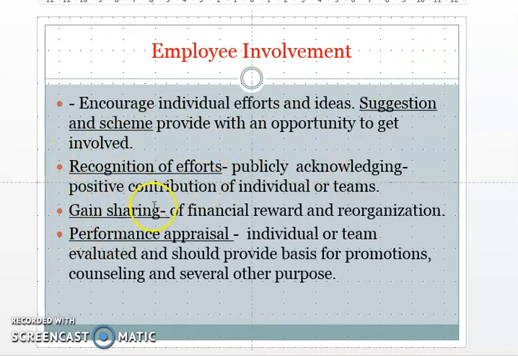After that, gain sharing means financial reward and recognition. That is one of the methods to get employees involved. In this case, if companies get a good dividend, then when there is a festival, they give some bonus to the employees, and the employees feel happy that our organization is considering our involvement. They are involving them by gain sharing.